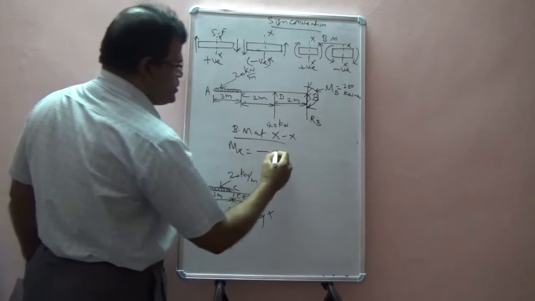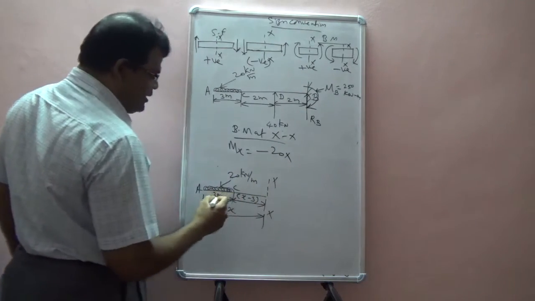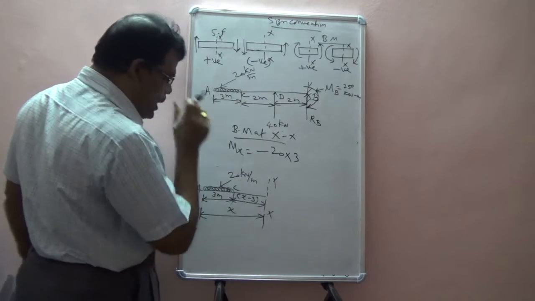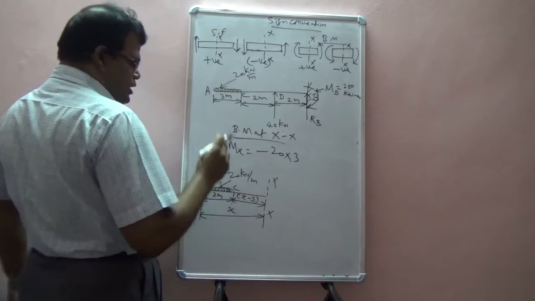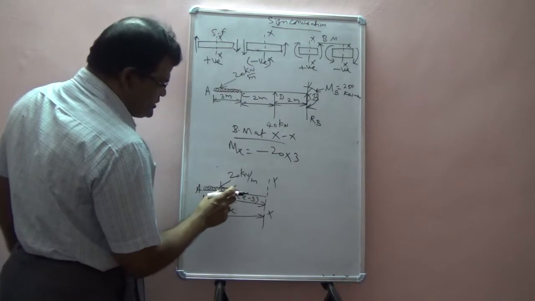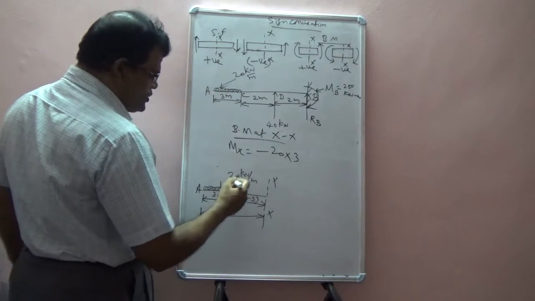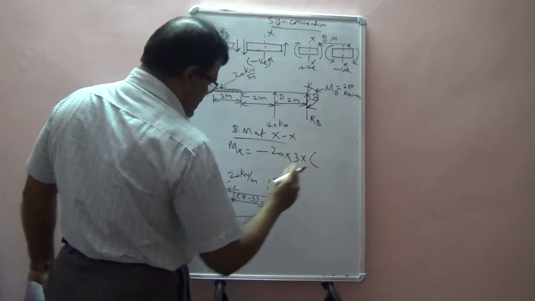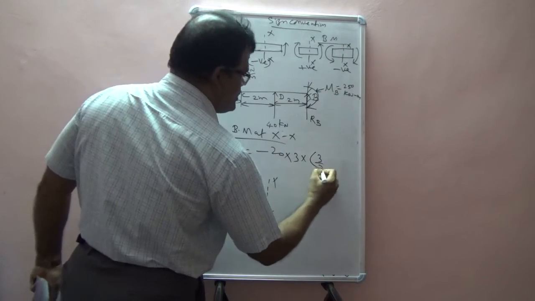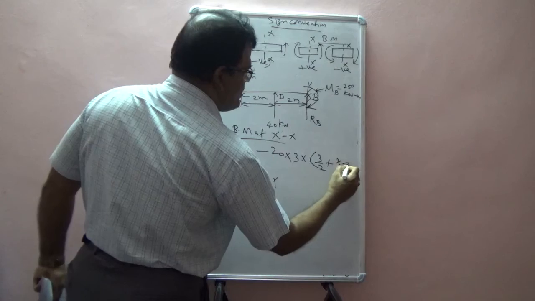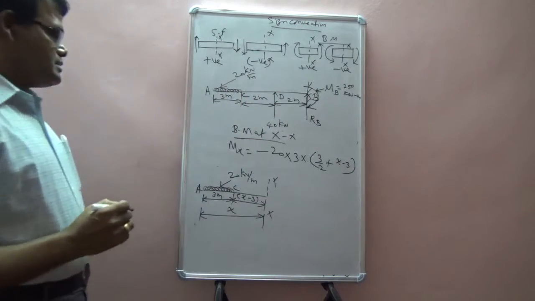What is the bending moment? 20 multiplied by 3 is the total load. Okay, total load. And what is the distance? The distance is 3 by 2 plus x minus 3. So the load is 20 multiplied by 3, multiplied by the distance 3 by 2 plus x minus 3. Okay, so this is the distance.